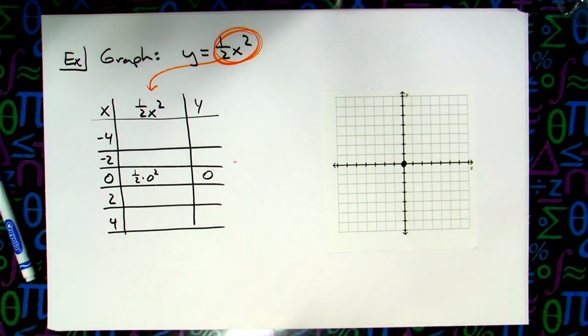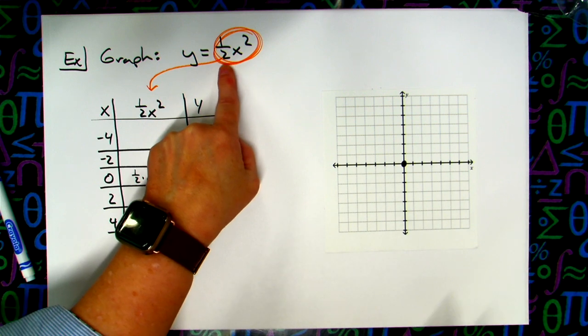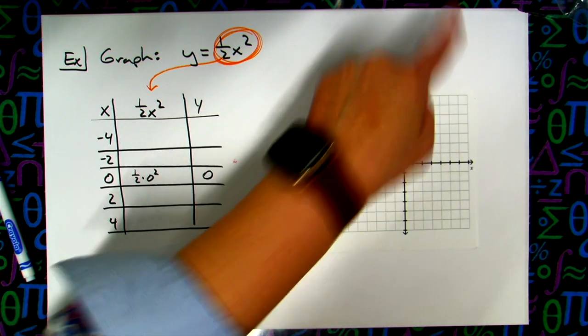All right, that's my vertex. It's going to be the vertex. I can look at the leading coefficient. It's a positive 1/2. Is it going to be upright or upside down? Positive, so it's going to be upright, so I know it's going to go up.